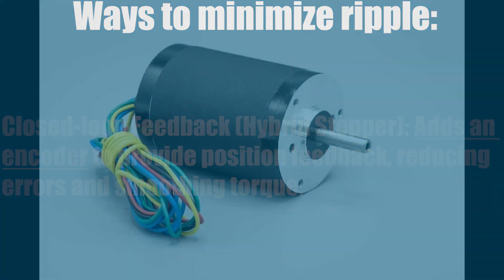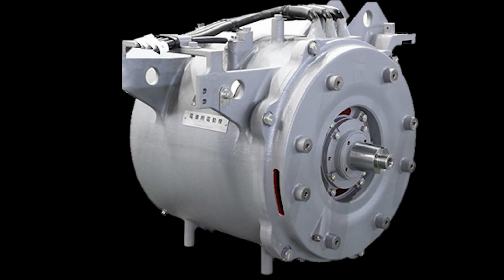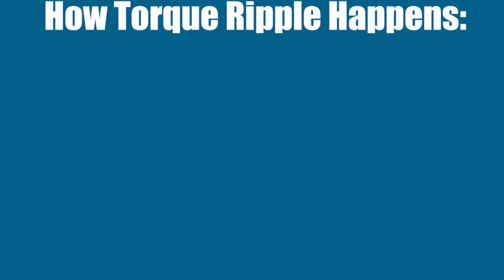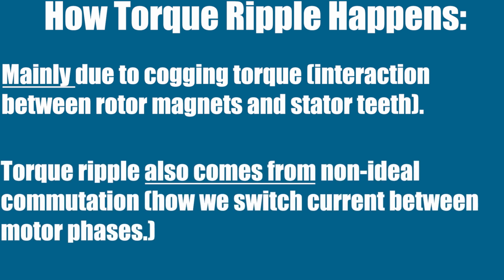So now let's talk BLDC motors, brushless DC motors, and PMSMs, permanent magnet synchronous motors, and how torque ripple affects them. Brushless motors rotate using a magnetic field generated electronically. No brushes means less maintenance and smoother operation, but torque ripple still exists. So let's talk about how torque ripple happens with this kind of motor. Mainly due to cogging torque, and that's the interaction between rotor magnets and stator teeth. Torque ripple also comes from non-ideal commutation. And commutation is how we switch current between motor phases.